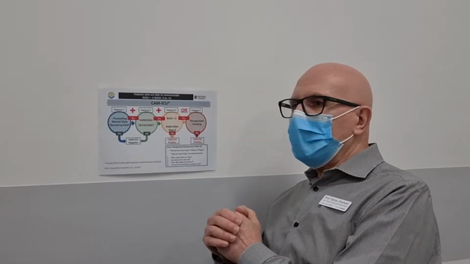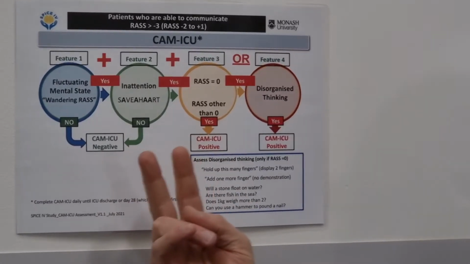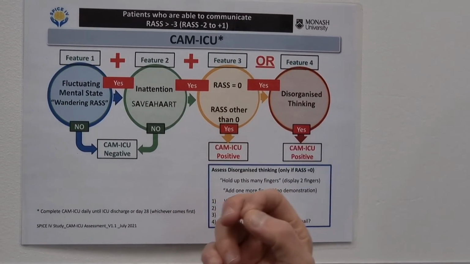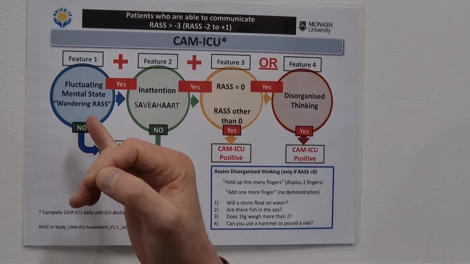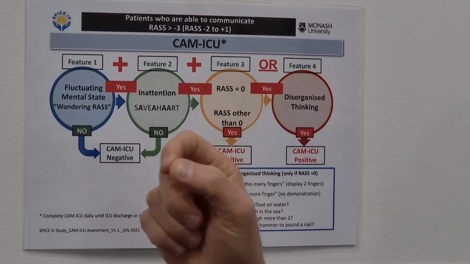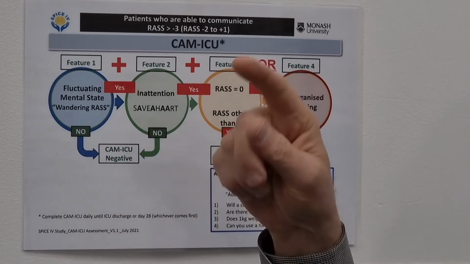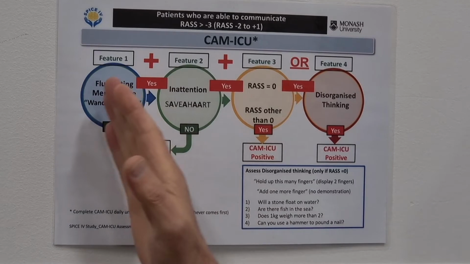For the purpose of this demonstration, we're going to assume that Mary, who is our model today, has a RASS of -1. Before I start testing the CAM-ICU, I just wanted to show you that there are two core elements that must be present for a patient to be delirious. One is feature 1, which is a fluctuating mental state, and that's defined by a wandering RASS score. So that's a RASS score that goes above and below the baseline in the previous hours or 24 hours. So that's the feature 1.